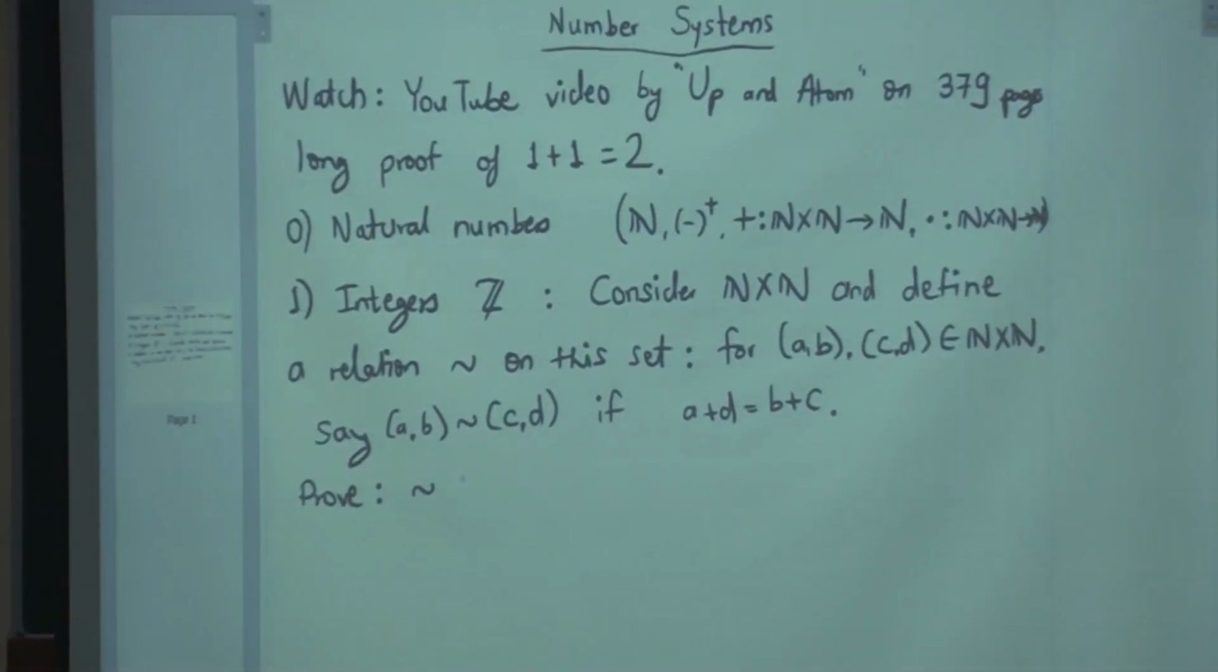But as we know, (1, 2), which is minus 1, is also the same as (2, 3). So therefore we should have an equivalence class of all such things. So I am just going to write this clearly, or prove that tilde is an equivalence relation.